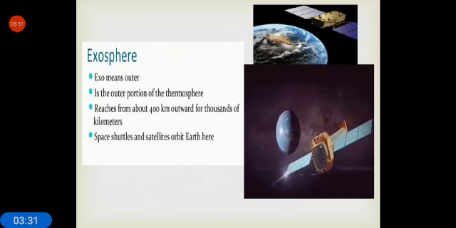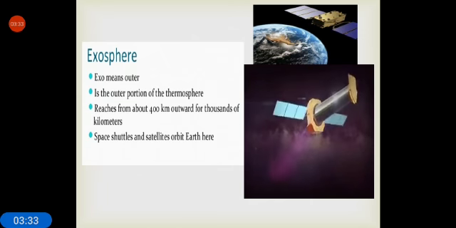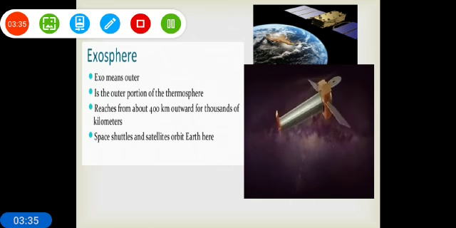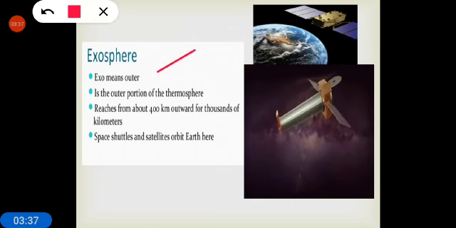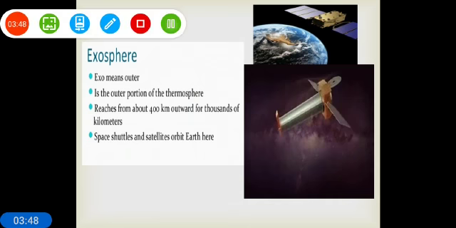Now, Exosphere. Exo means outer. It is the outer portion of the thermosphere, reaching from about 400 km outward for thousands of kilometers. Space shuttles and satellites orbit Earth here.